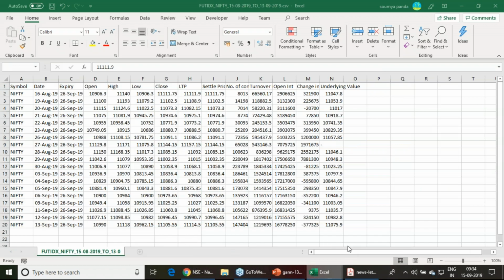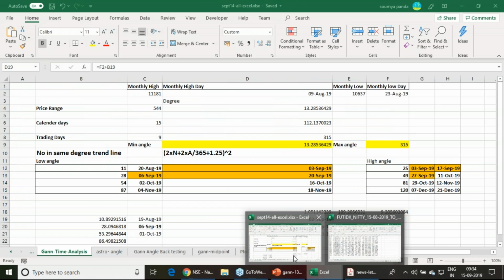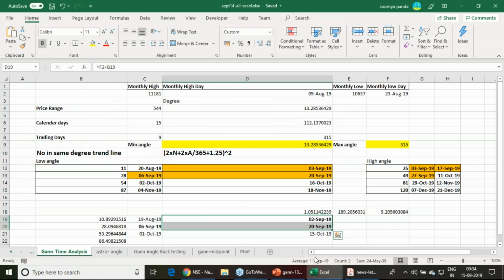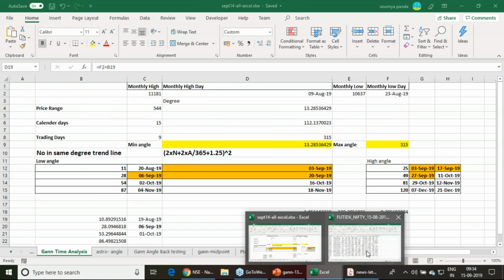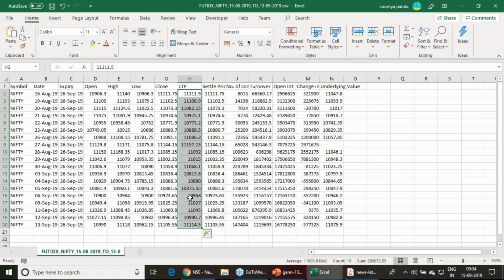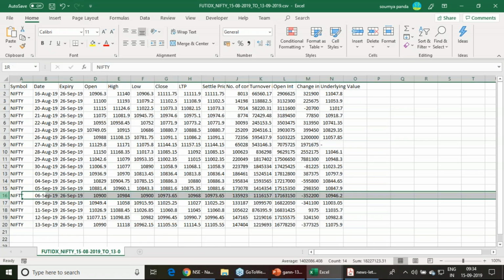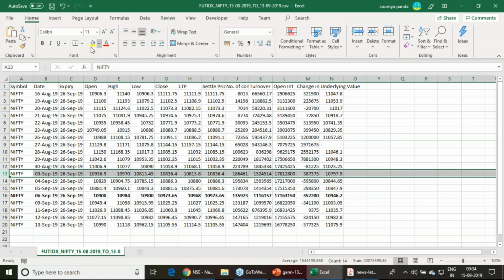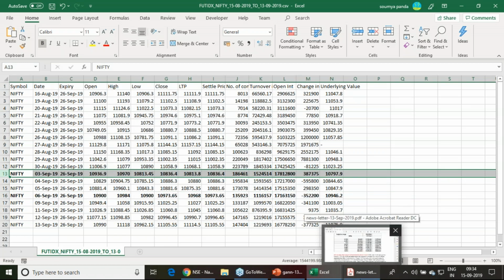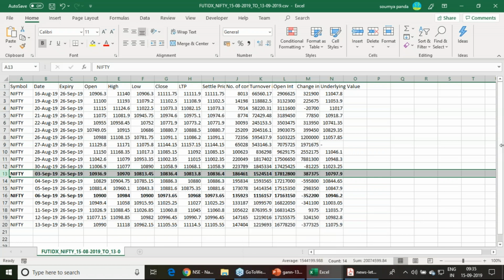So let us have a look here. So here we have got all these things. This method is telling us 6th September, 2nd September, 6th and 2nd September. So 6th September is the 10th trend reversal day. 2nd September was not there, it is a holiday. 3rd September was the trend reversal day.